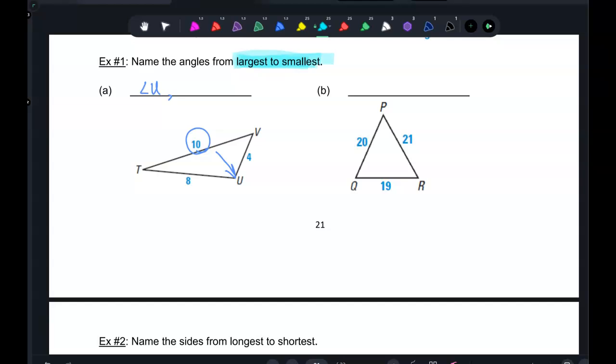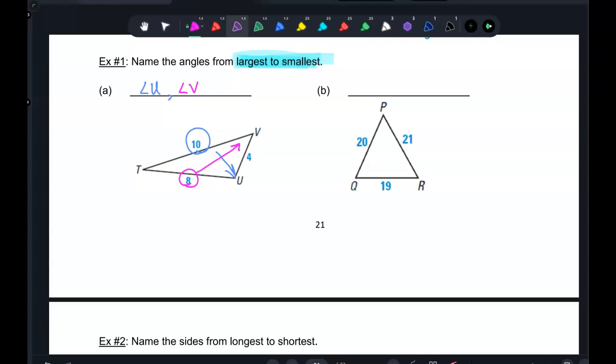Okay, we're doing largest to smallest. So start with the biggest side, 10. So U goes first. Okay, what's the next biggest side? It's TU, which is 8. So that will be V. Be careful with your U and your V since those look like the same.